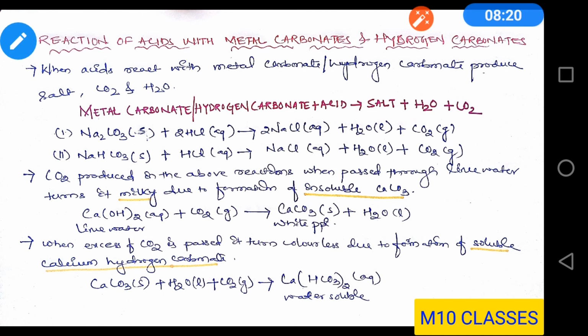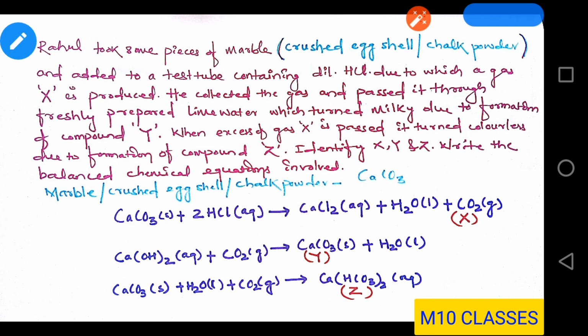Now see here students, this is also important. When excess of this carbon dioxide gas is passed through this solution, it turns colorless due to the formation of calcium hydrogen carbonate, which is water soluble, and that is why it turns colorless. Now on the basis of this, we are going to see a question. Students, such types of questions are expected in your exams, and you have to understand and remember those reactions, and accordingly you are going to apply them.